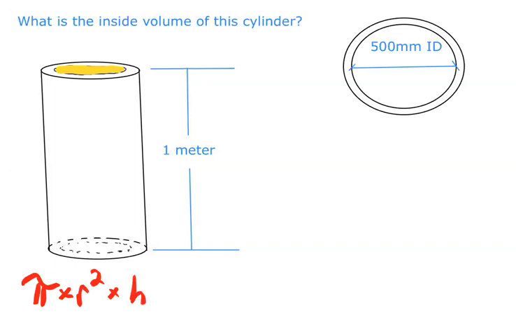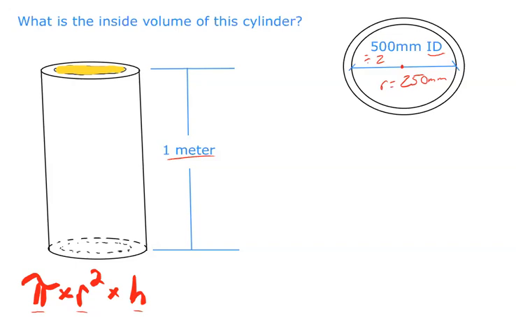Sweet sunshine. So now let's look for these numbers. It is 1 meter tall, and we have a 500 millimeter inside diameter. We've got pi and height, no problem. That diameter needs to be a radius, right? R means radius, D means diameter. Radius is half of a diameter. So what is 500 divided by 2? That would give us half of that, and of course, that is 250 millimeters. So the radius is 250 millimeters.